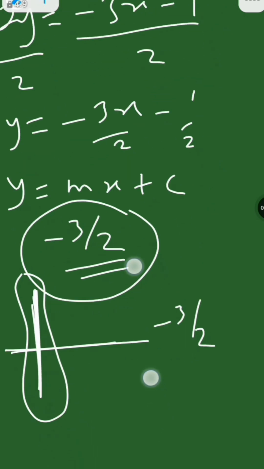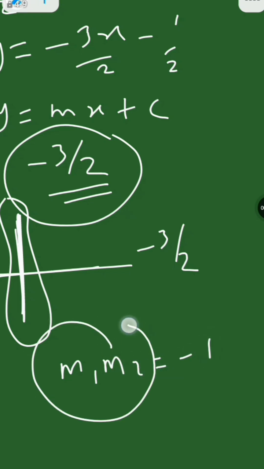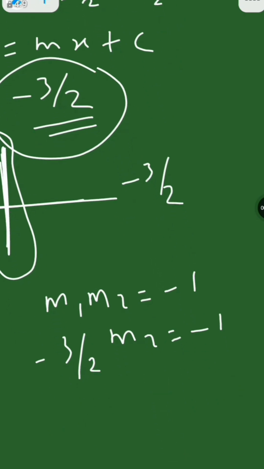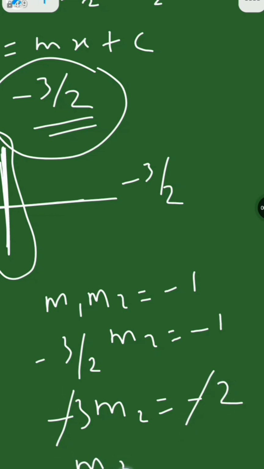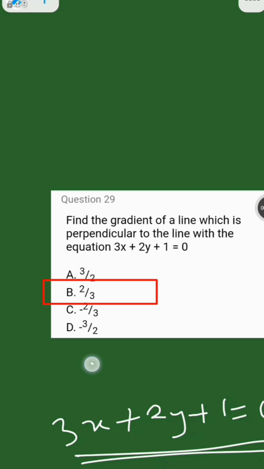Now to find that, if two lines are perpendicular, they obey this equation. M1 times M2 will give you minus 1. The two lines, if you multiply their gradients, you must get minus 1. And one of them is already minus 3 over 2. Then the second one is M2. So you're looking for the second one, which is M2. Just cross multiply. Minus 3 M2 equals minus 2. Minus cancels minus. M2 will be 2 over 3. That means the gradient of that second line is 2 over 3. Go to your options. Pick 2 over 3. So the answer is 2 over 3.